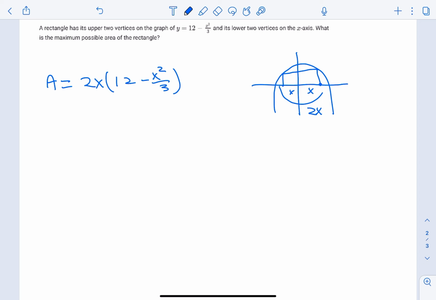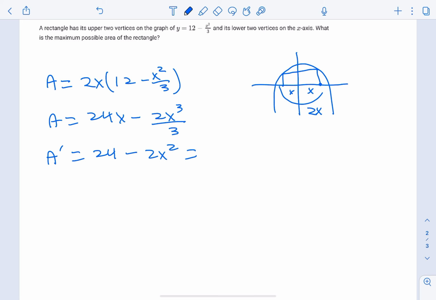Okay, so from there, we can distribute. So 24x minus 2x to the third over 3. From there, we want to find the critical points. So we're going to take the derivative of the area function. That's going to be 24 minus 2x squared, and that is equal to 0, so we can find the critical points.